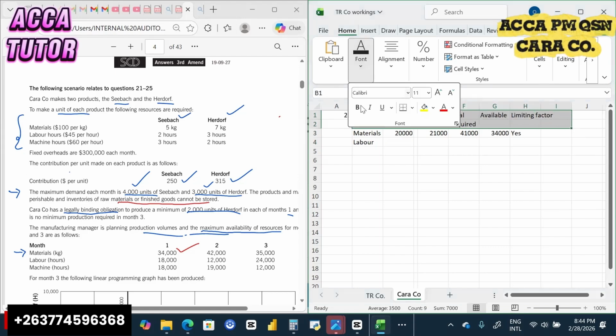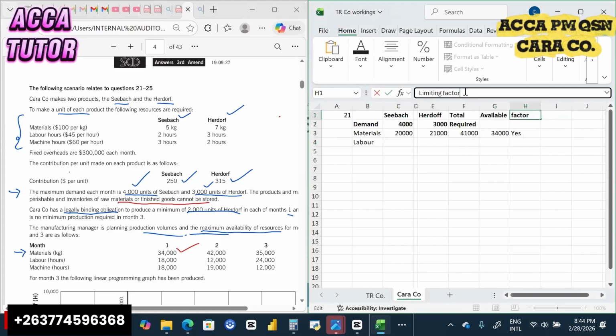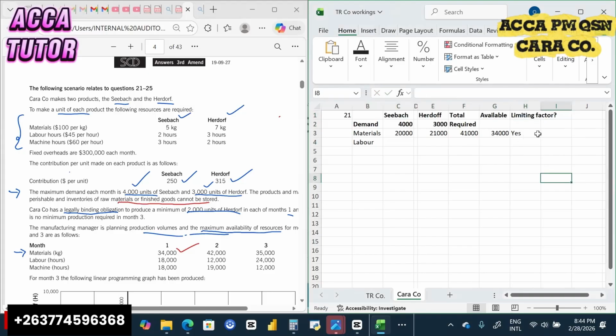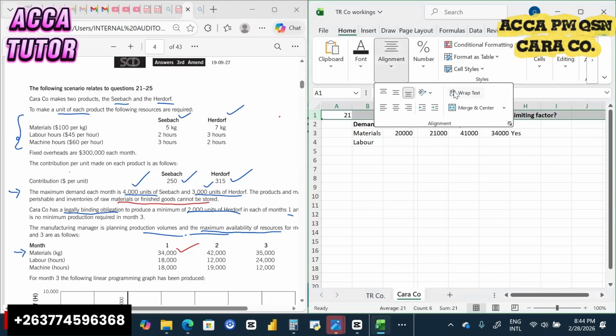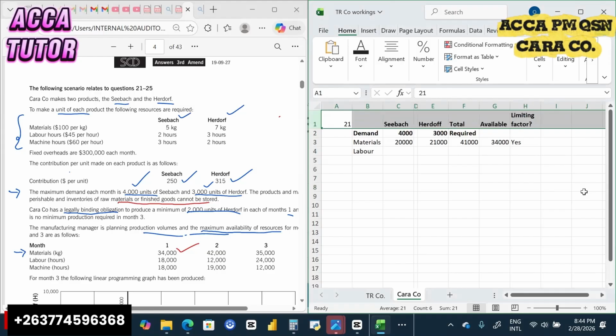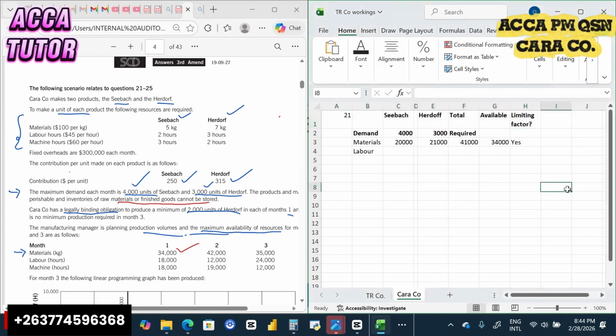Then total required. Then available. So are we together? Yes. Now let's move on to the labor part.